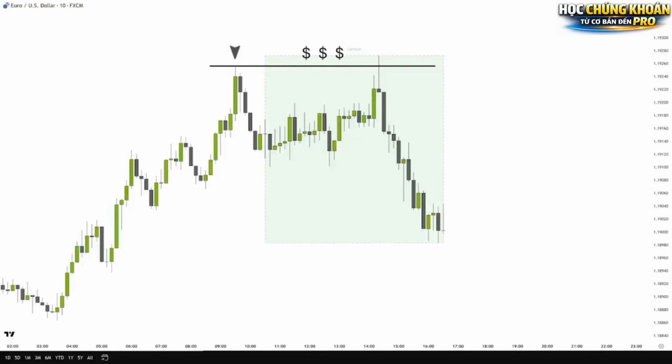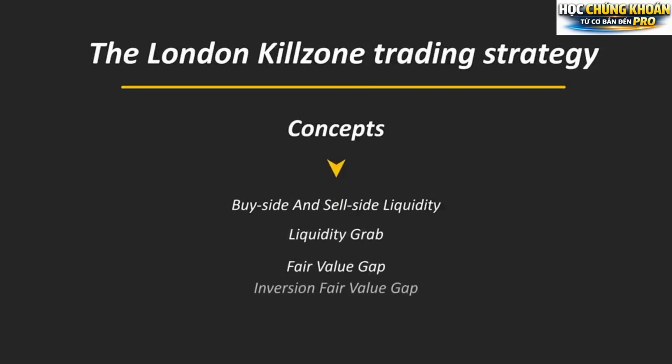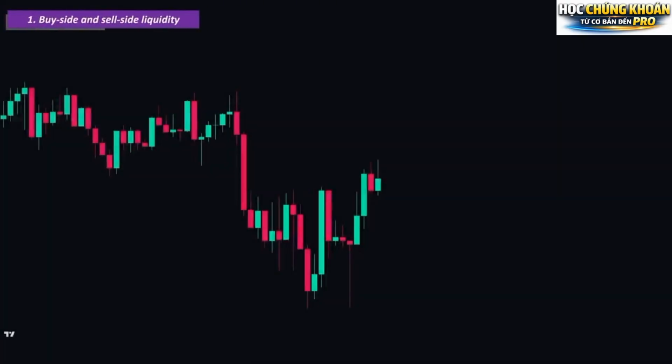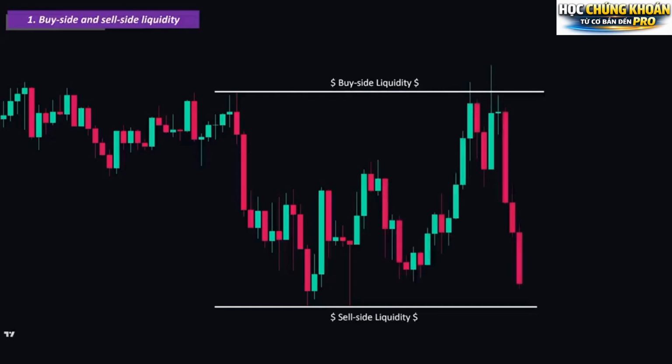Understanding this behavior can help us identify potential entry opportunities. Now we move on to the next topic, the London kill zone trading strategy. This trading strategy combines multiple concepts: buy-side and sell-side liquidity, liquidity grab, fair value gap, and inversion fair value gap. So let's quickly review these concepts. Buy-side and sell-side liquidity. Liquidity above a swing high is called buy-side liquidity, and liquidity below a swing low is called sell-side liquidity. The market often moves toward areas with resting liquidity because that's where many orders are waiting to be filled.